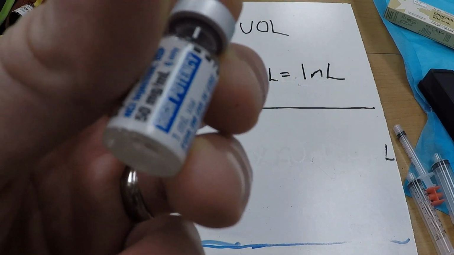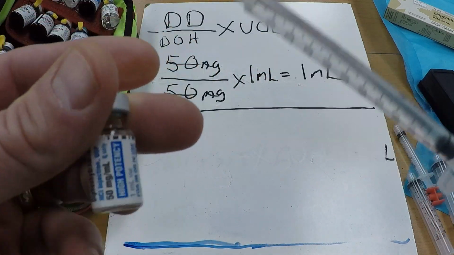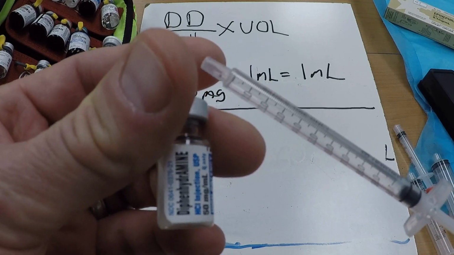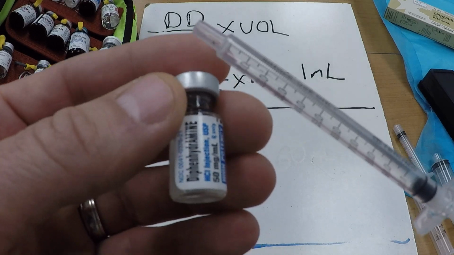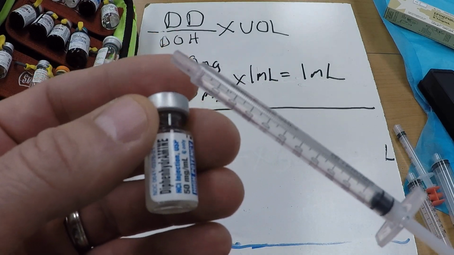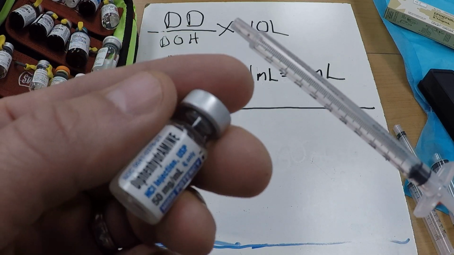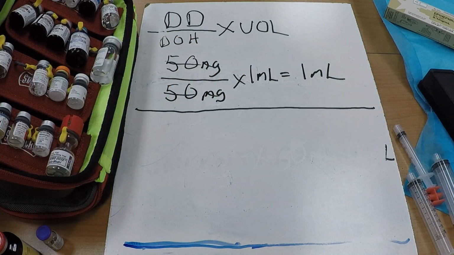So 50 milligrams in 1 milliliter. So we're going to give the entire amount of medication that is packaged in this vial. Usually there's a little extra in there, but we just want to give 1 milliliter of diphenhydramine, which is 50 milligrams.